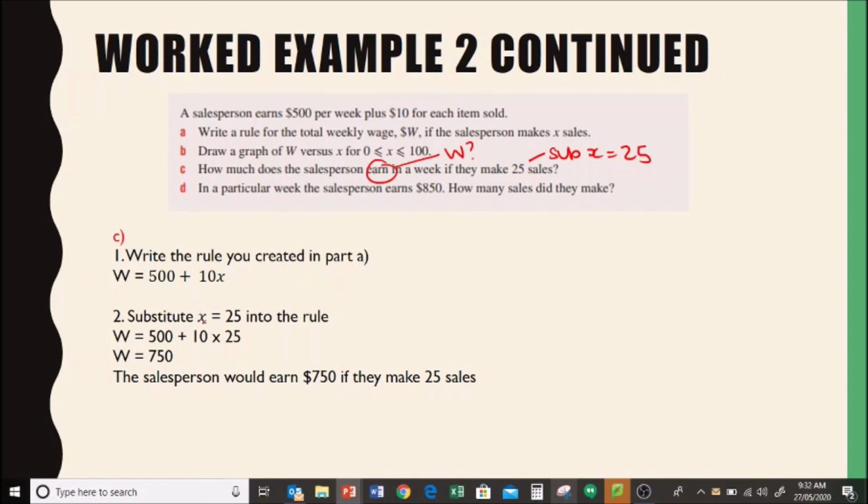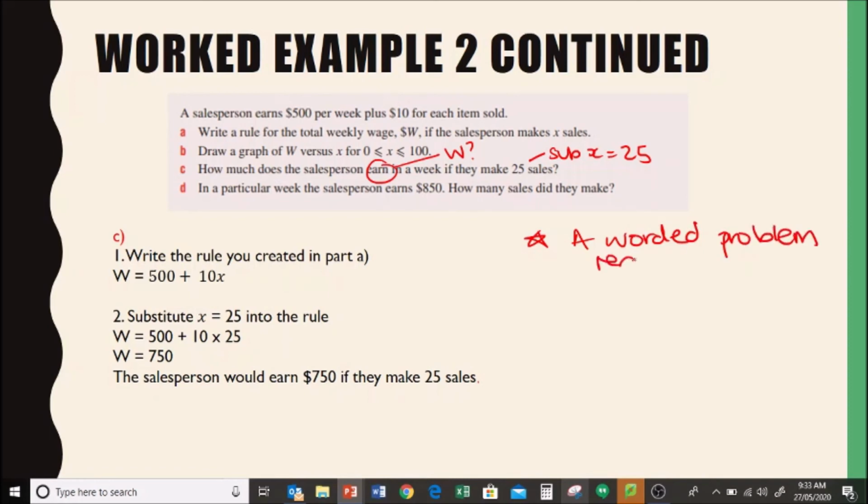So you need to find out what you're subbing and what you're trying to find. So you substitute X equals 25 into the rule. W equals 500 plus 10 times the X value, which is 25. So 500 plus 10 times 25 is 750. And you write the salesperson would earn $750 if they make 25 sales. So you need to always remember a worded problem requires a worded answer.